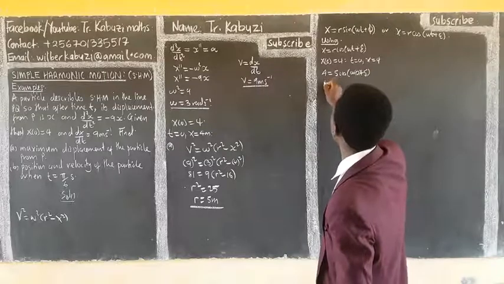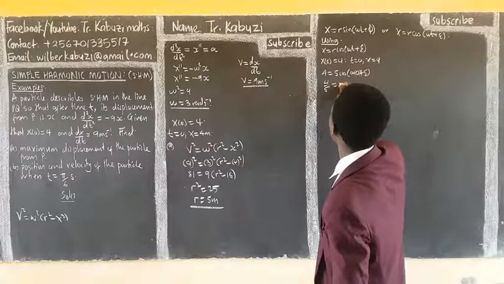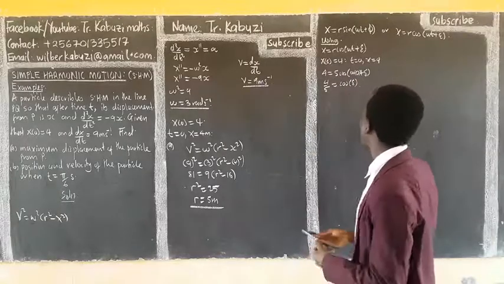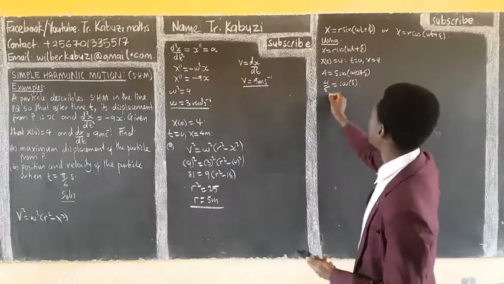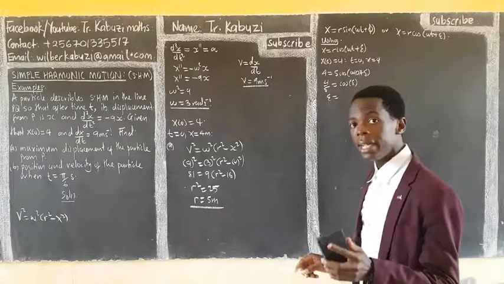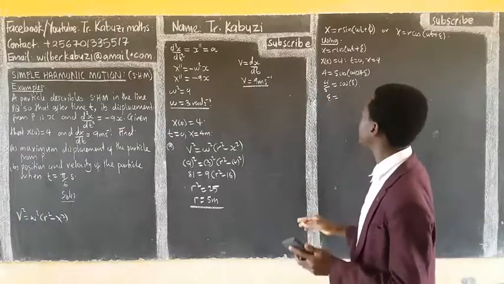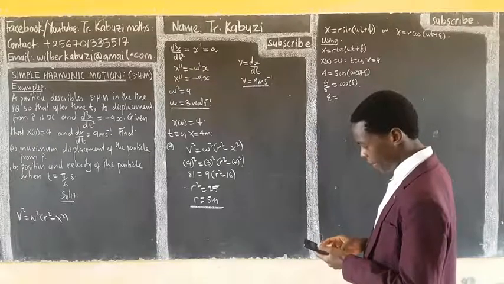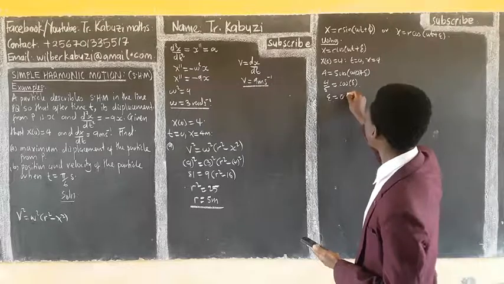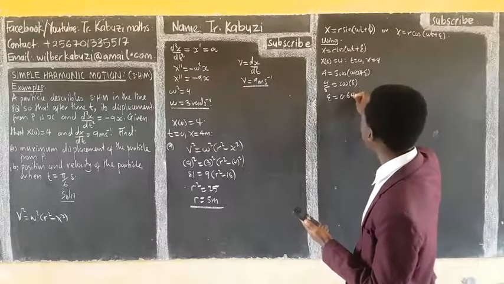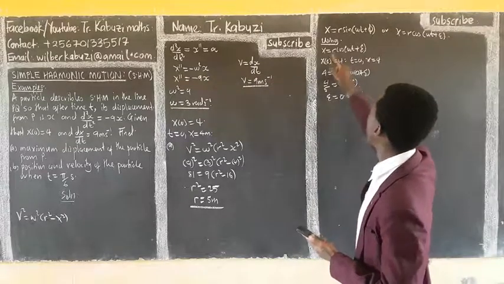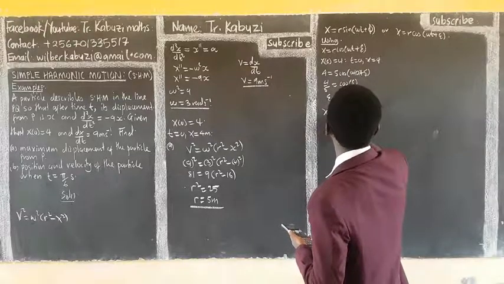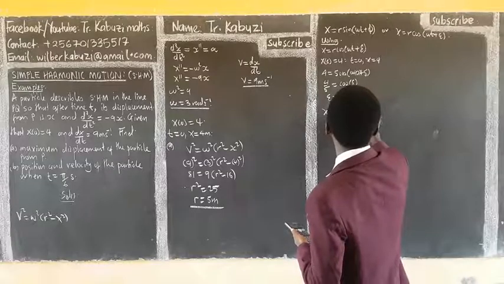So I have 4 over 5 equaling cos of this. Putting it into the calculator, I have now this. Here your calculator should be in radians. Then 5 by 4, cos inverse of that. I'm getting 0.6435 to 4 decimal places. So from there, my x is now r cos(ωt + 0.6435).